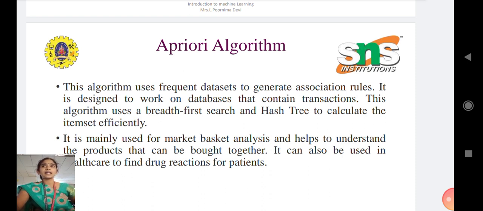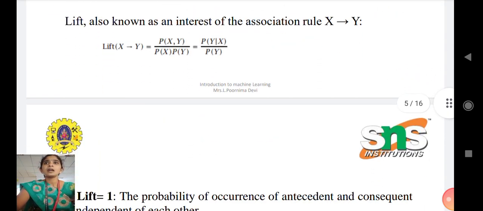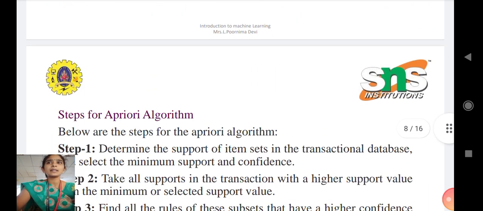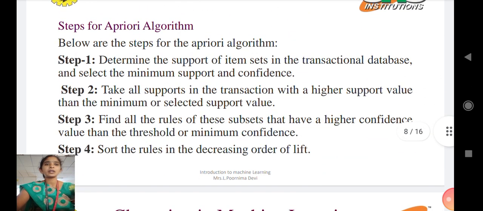The first step of the a priori algorithm is to determine the support of data items in the transactional database and select the minimum support and confidence. For this a priori algorithm, we take supermarket transactions as examples. We take all the transactions with a higher support than the minimum or selected support value. First, we determine the support of the item data set in the transactional database and select the minimum support and confidence level which we use in this transaction.